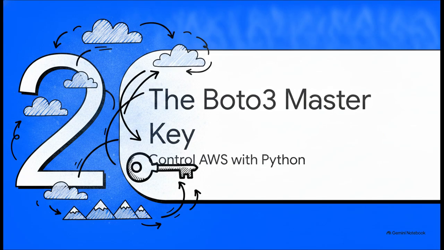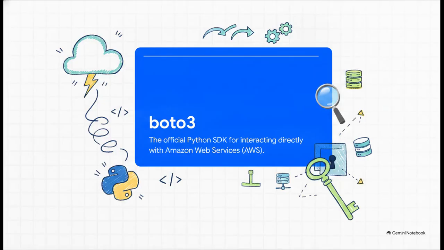All right, moving right along to Section 2, the boto3 master key. How exactly do we control AWS with Python? So the crucial question is, how on earth do we actually control all this massive infrastructure? Enter boto3. This right here is your master key. Instead of logging into the AWS web console and manually clicking around to set up servers or storage buckets, boto3 gives you a fully comprehensive Python interface to do all of that programmatically.